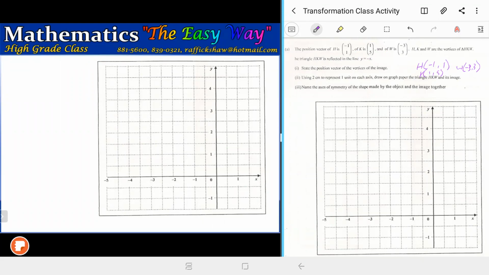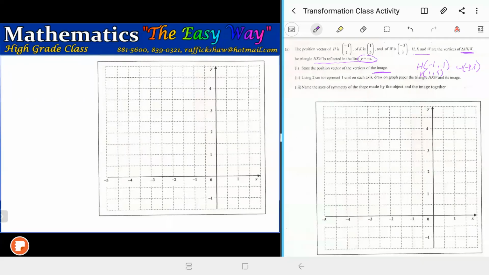What do they want us to do? They want us to reflect the vertices of triangle HKW in the line y equals minus x, and then state the position vector of the image. We can work it out, because we know what reflection in this line does. We just did it a while ago.